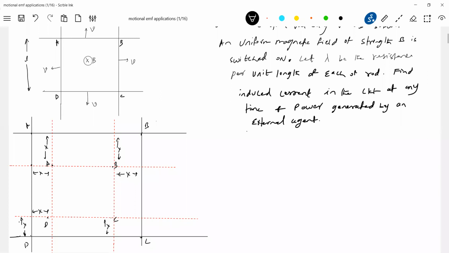What is the new area of the loop? Earlier the side was L. Now what is the side length? L plus 2x, and what is x? x should be equal to Vt, because the rods are moved with a constant velocity. So x equals Vt, and the new area at any time will be (L plus 2x) whole square, so this will be (L plus 2Vt) whole square.